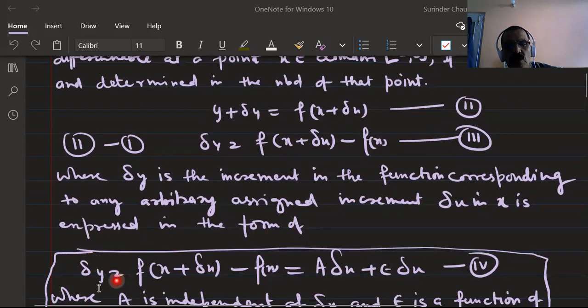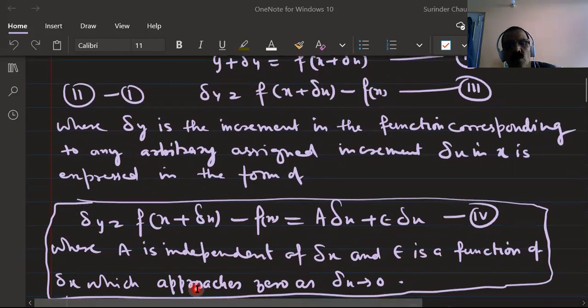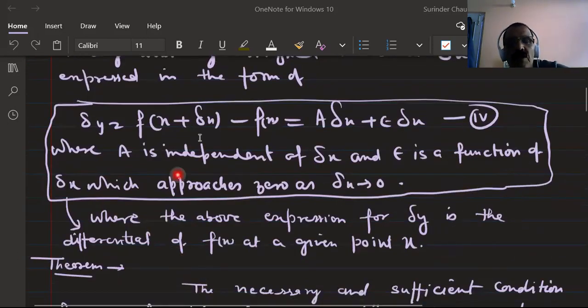It is expressed in this form: delta y is equal to f of x plus delta x minus f of x is equal to A into delta x plus epsilon into delta x, where A is independent of delta x and epsilon tends to 0 as delta x approaches 0. So this is the differential of a function. This is the other definition of differential of a function f(x) at the point x.